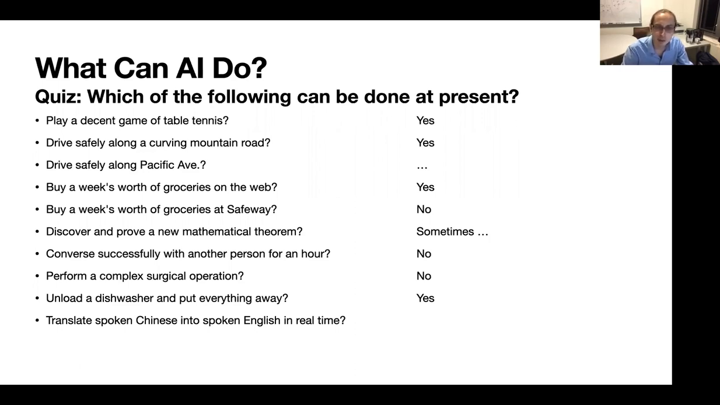Can an AI translate spoken Chinese into spoken English in real time? Yes, this all exists. So we have that. Can an AI write an intentionally funny story? Yes, I see mostly yeses. So that's true, especially with ChatGPT.